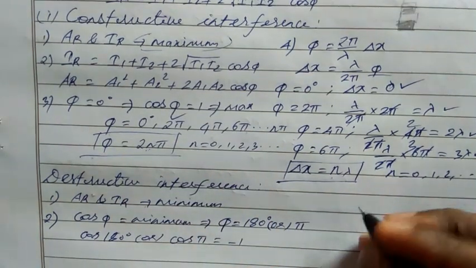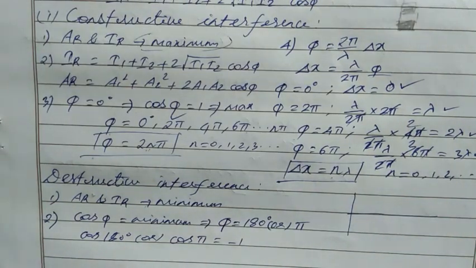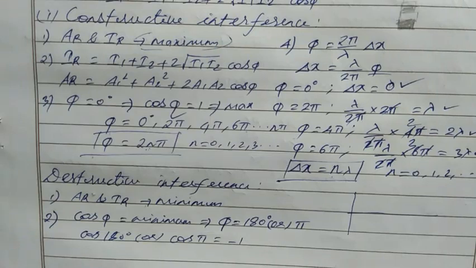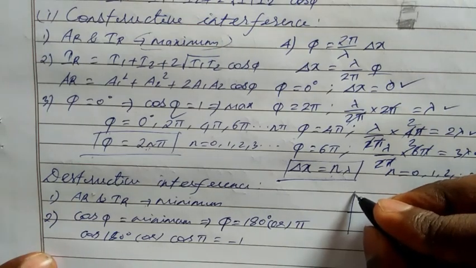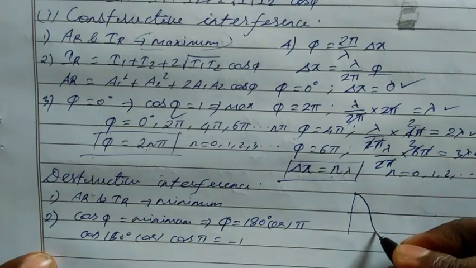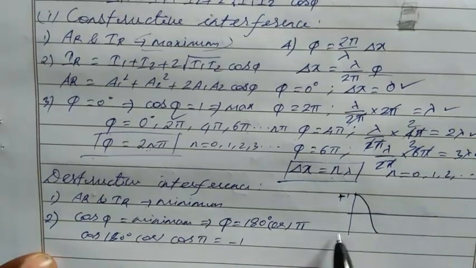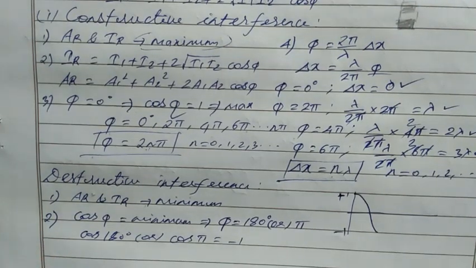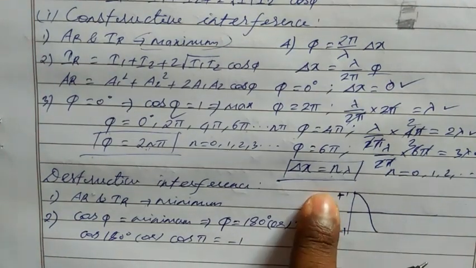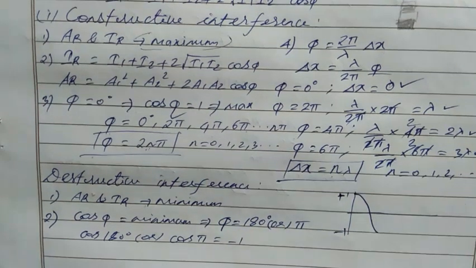That's why I told you to remember this graph. If you remember this graph, then you can be able to find the value of cos. For cos, it starts from 0 equal to 1, then it goes to -1. So here we have +1, here we have -1. Okay, so maximum value for cos is +1 at 0 degree, minimum value for cos is -1 at 180 degree or pi. So cos pi is -1.